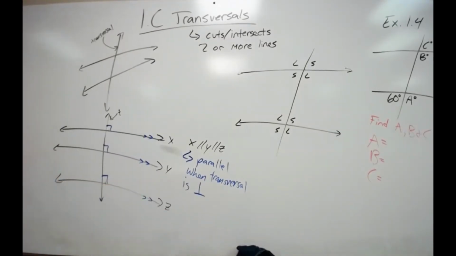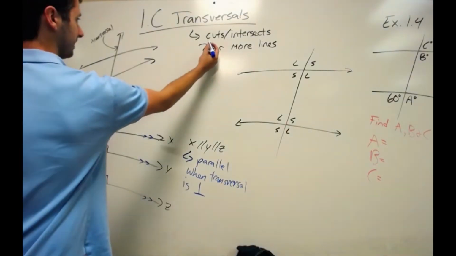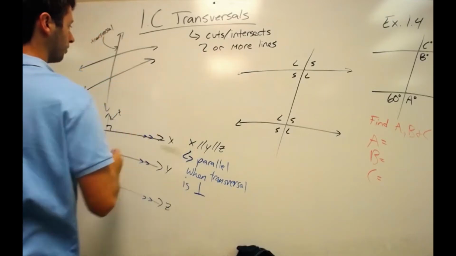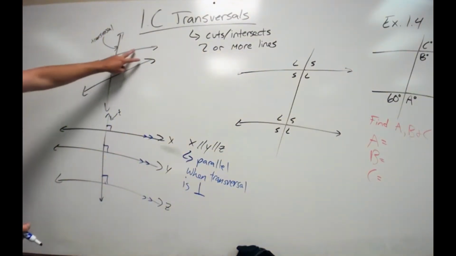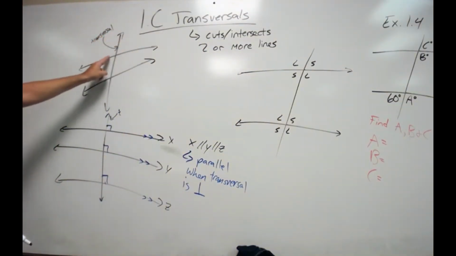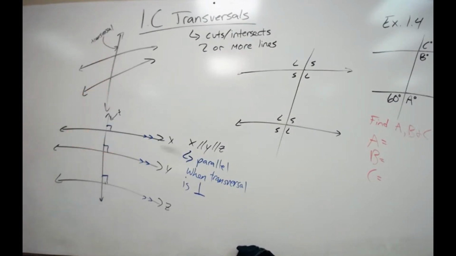Okay, we're going to look at section 1C, looking at transversals. Basic definition of a transversal is a line that cuts or intersects two or more lines. We have two lines here. The transversal cuts across both of them. Very basic definition. It can also cut across three lines. It can be as many lines as you want.